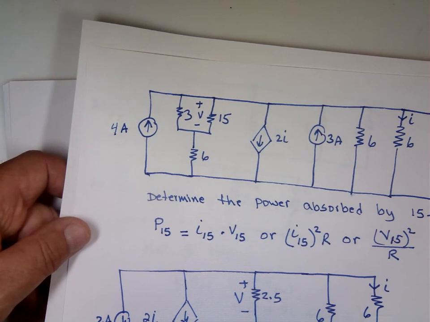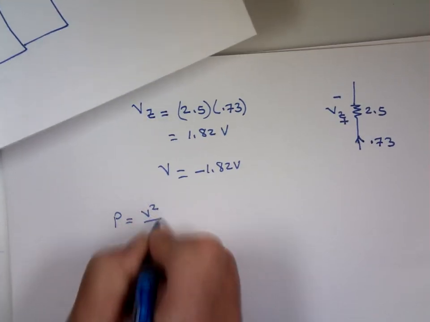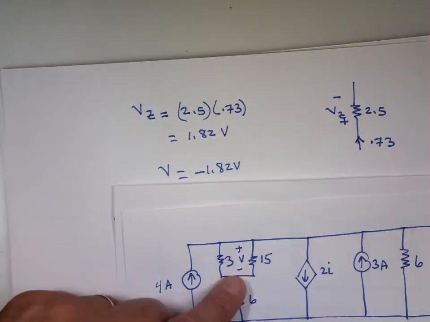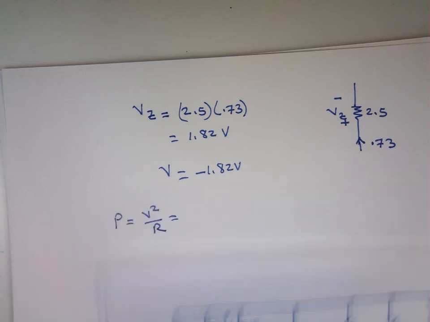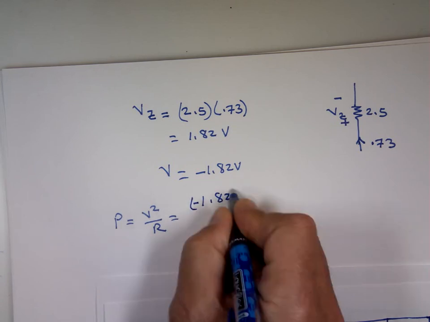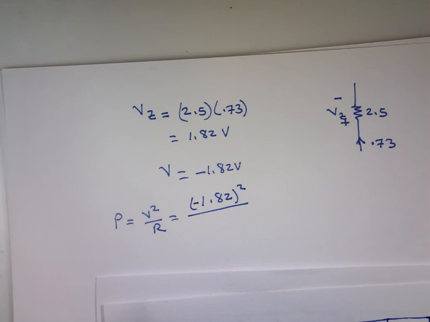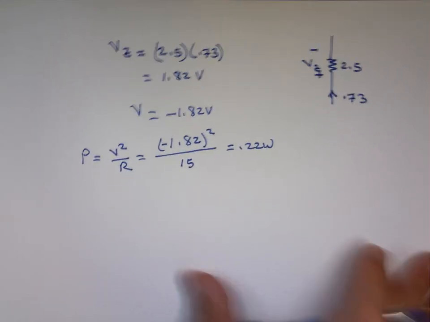What's the power now? It's V squared over R. We're talking about the power through that resistor, the 15, not the 2.5, the 15. We know the voltage across the 15, which is what? 1.82. Put negative, go ahead, square it, divided by R, which is 15. Do the math. And it's 0.22 watts. That is the average power absorbed by that resistor. 0.22 watts.